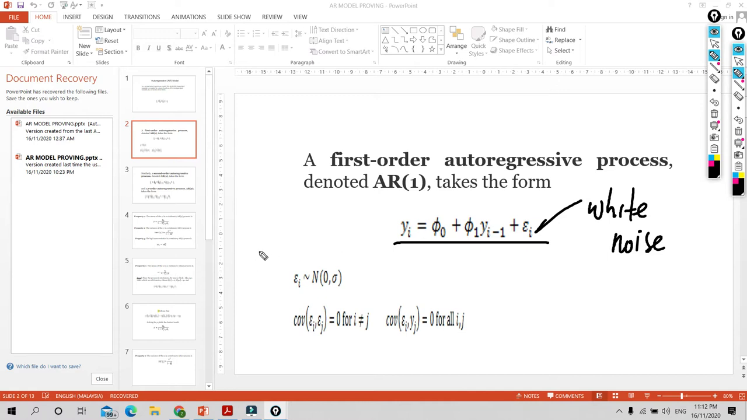These are the assumptions. The assumptions for the AR model are that epsilon i is normally distributed with mean 0 and variance sigma squared, the covariance between epsilon i and epsilon j is equal to 0, and the covariance between epsilon i and y j is also equal to 0. These are for the first order, or AR1, model.